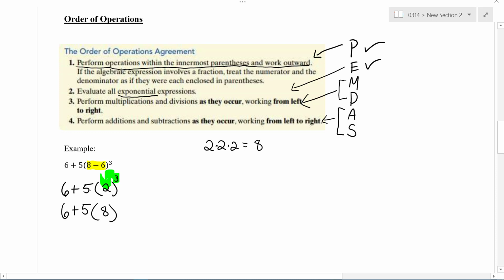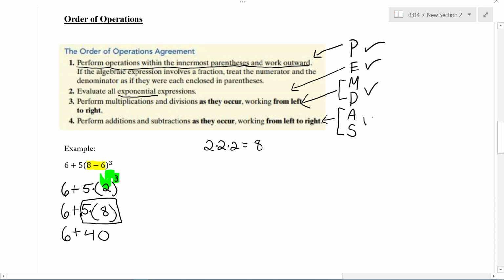Now what's happening between the 5 and that parentheses is multiplication, right? That's an implied multiplication. So when I do the exponent 2 to the power of 3 and get 8, I'm going to write that indicated multiplication that still exists between the 5 and the 8. Alright, so what's the next operation that I can perform? Well, any multiplication and division that I see from left to right. So I have a multiplication right here between the 5 and the 8. So I have to do 6 plus, and this multiplication here gives me a positive 40. 5 times 8 is 40.